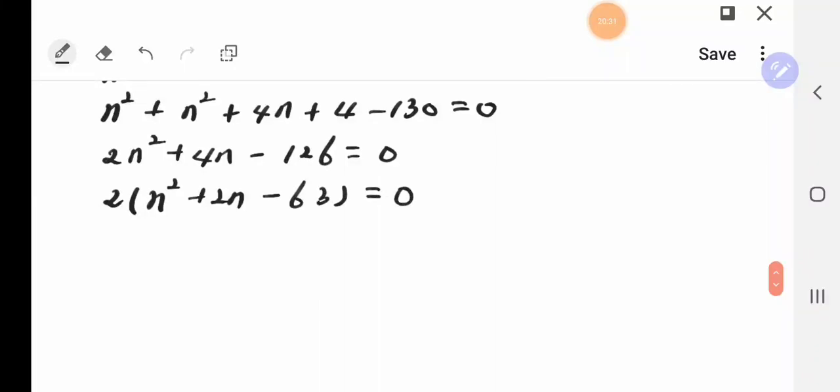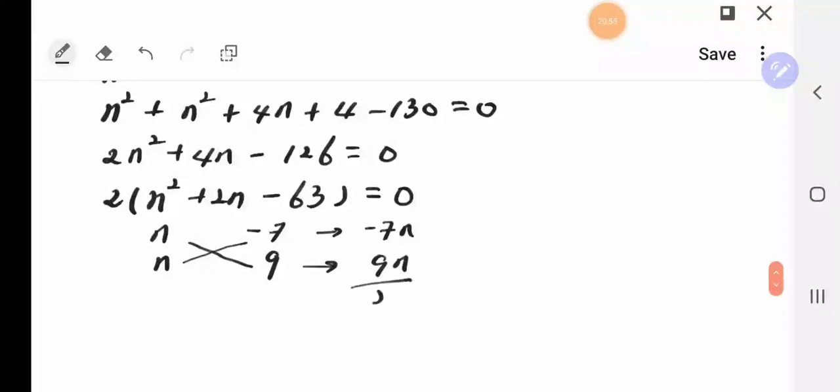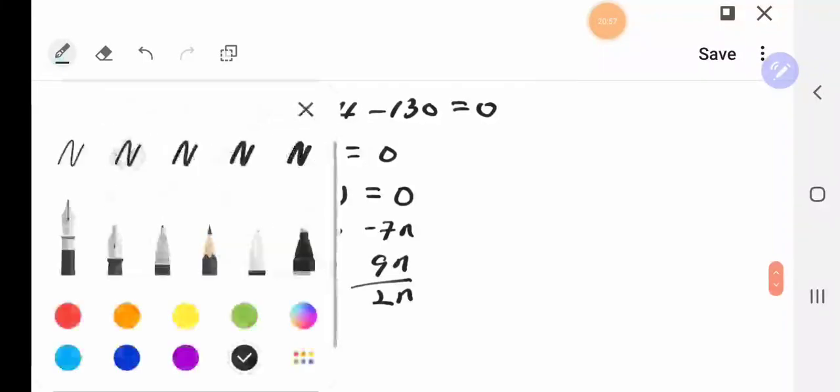Okay, let's factor this trinomial. So n times n is n squared. Let me rewrite this 63 again. 63 is 7 times 9. And then we have to put the negative sign, so put it on 7. This will be negative 7n, and this product is 9n. The sum is 2n, which is the same as the second term.